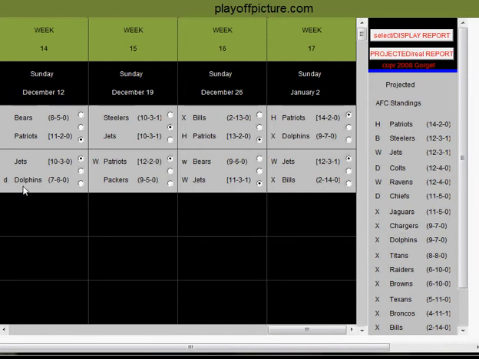This small d by the Dolphins in week 14 indicates that at this point, according to projected games, the Dolphins can't win this division. Now, a capital D would indicate that they had locked up the division. The W's work the same way.